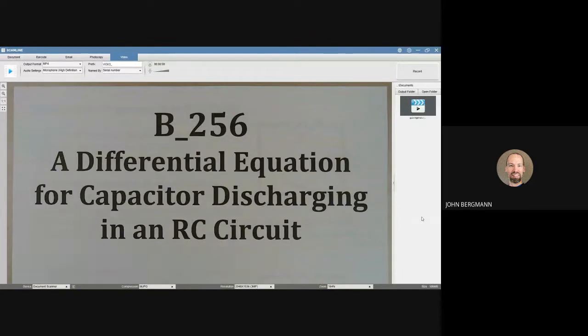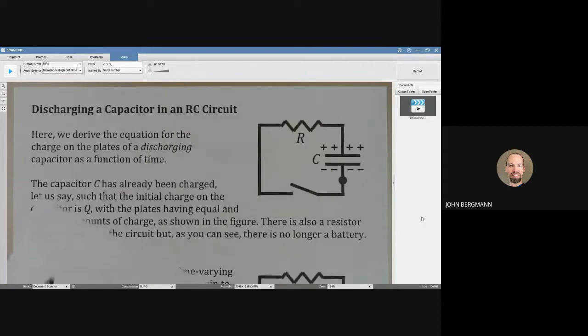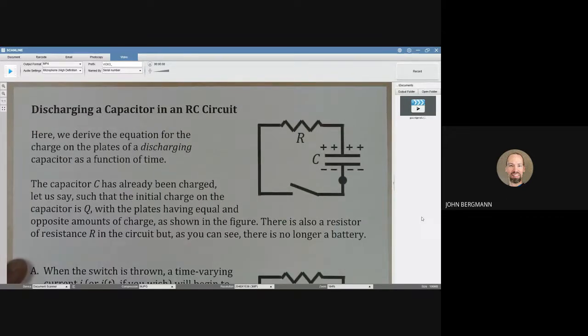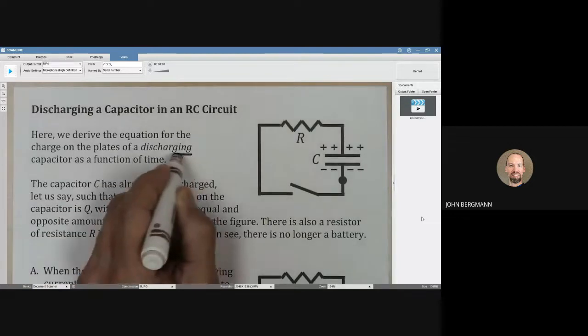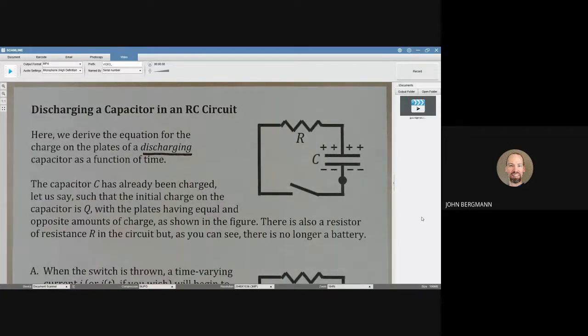A differential equation for capacitor discharging in an RC circuit. Here we derive the equation for the charge on the plates of a discharging capacitor as a function of time. The capacitor C has already been charged, let us say, such that the initial charge on the capacitor is Q, with the plates having equal and opposite amounts of charge, as shown in the figure.